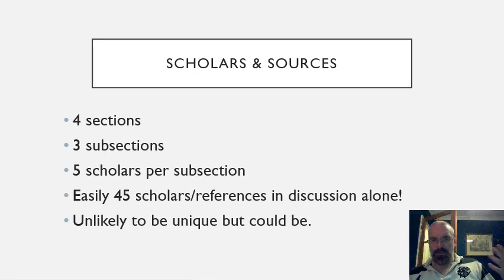So if you think about it, just looking back at what we've done, in our EPQ we could have 4 sections. Each of those 4 sections could have 3 subsections. In the little subsection we looked at, we had 5 scholars, so you could have 5 scholars per subsection. So unless I've made a mistake with the maths, which is entirely possible, you could easily have 45 scholars, or rather references, I should say, in your discussion alone, because the reality is, whilst you may well have 5 scholarly references, there'll be a lot from the same scholars.